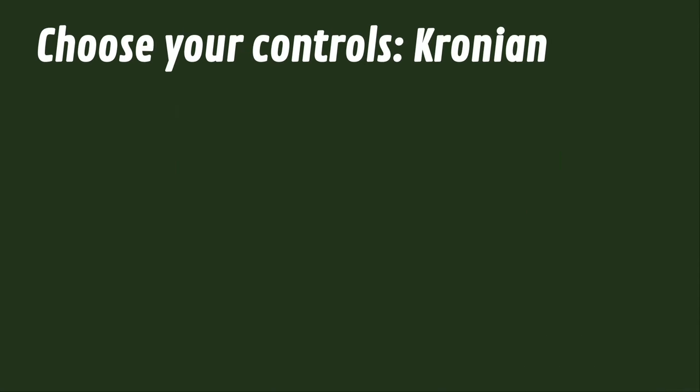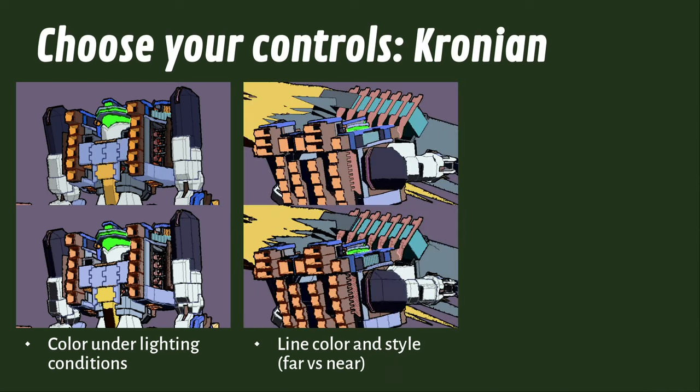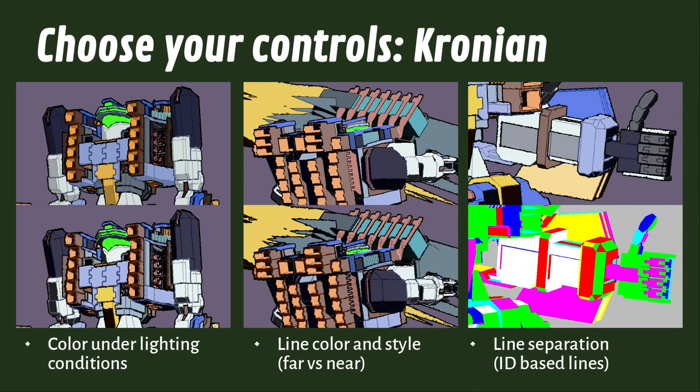So you have to choose the actual controls you have. For Cronian Titans, I do the color lighting at different conditions, atmospheric and space. So I can control the color in a very detailed way, the line color itself and the style depending on how far you are from the camera, and the line separation for really precise detail here. But every shader needs its own controls.